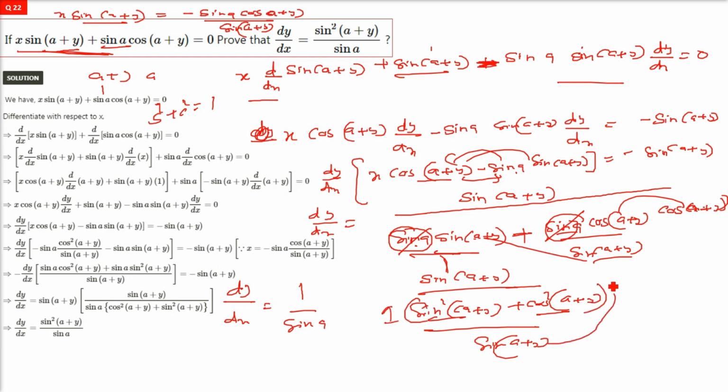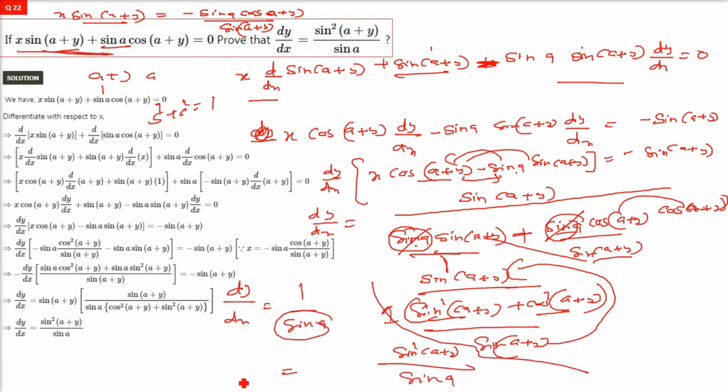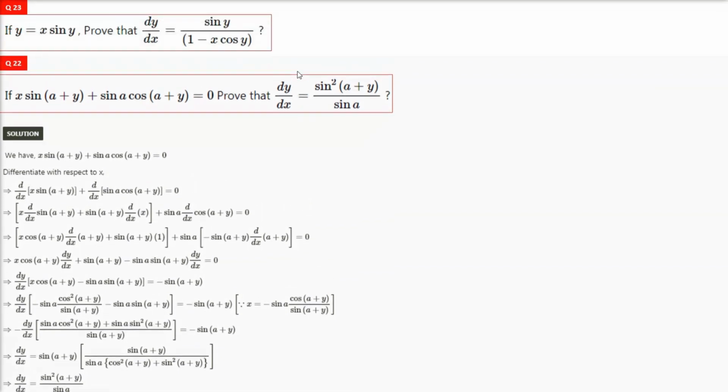This sin(a + y) goes up. It is going to be sin square(a + y). So numerator will be sin square(a + y). Denominator is sin a. So dy by dx is sin square(a + y) by sin a. And this is what we wanted. This is the final answer. So the whole idea is algebra, proper differentiation, and then just to see what is there or what is not there, just replace it like that.